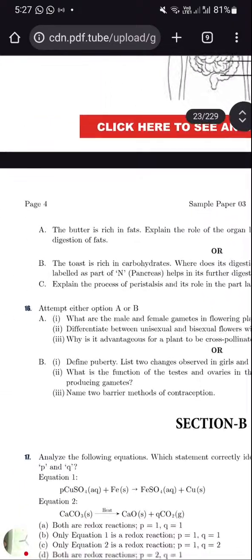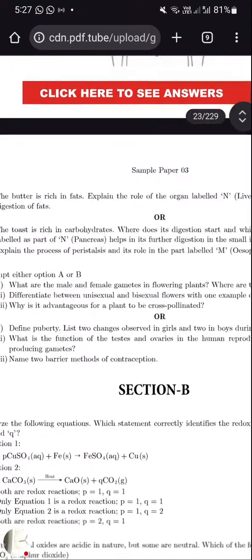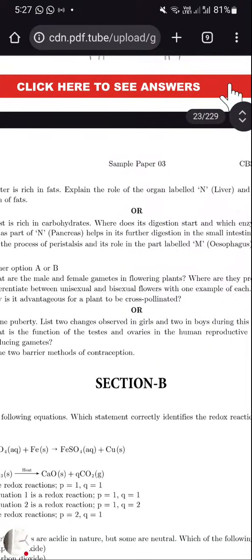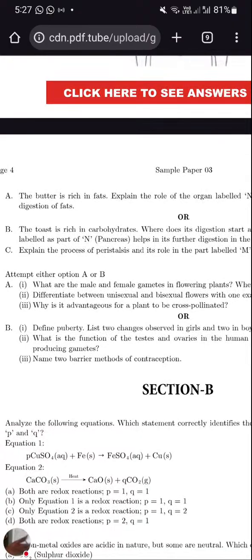Question number 16. Again in 16 we have a choice. The first question: what are the male and female gametes in flowering plants called? Rhythmic contraction and expansion. Here you can write either expansion or relaxation. Very good. Now the next question is, what are the male and female gametes? I'm waiting for your reply. Will you give the answer? Should I move to the next question?